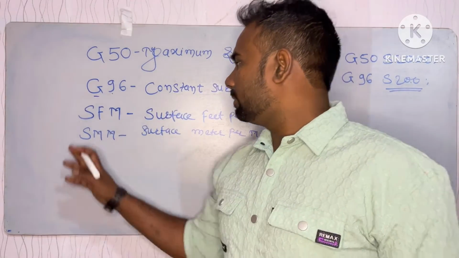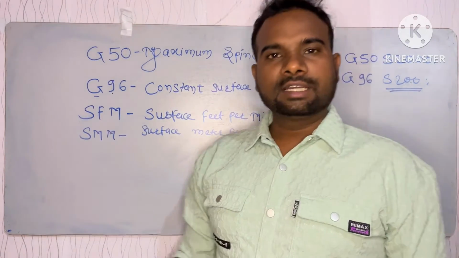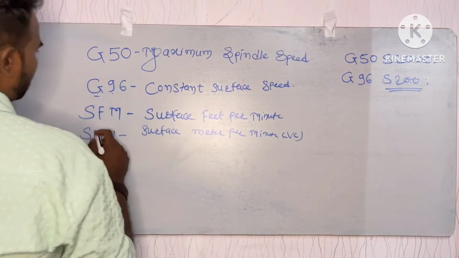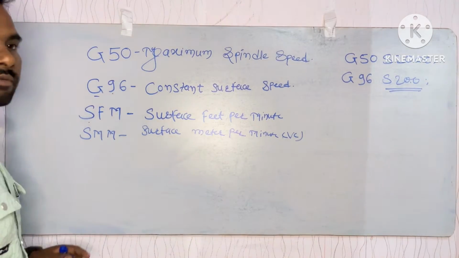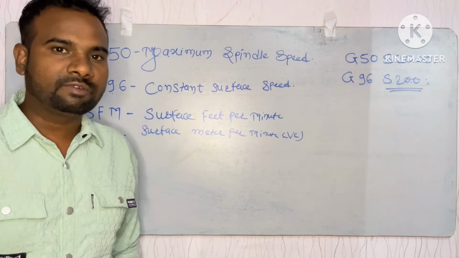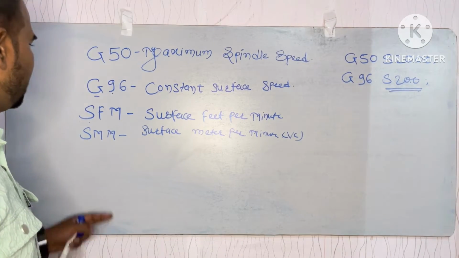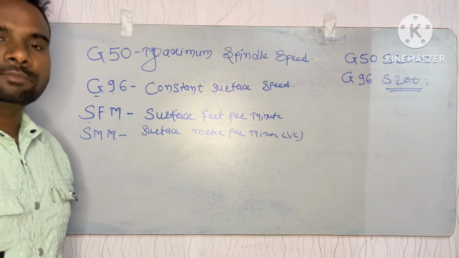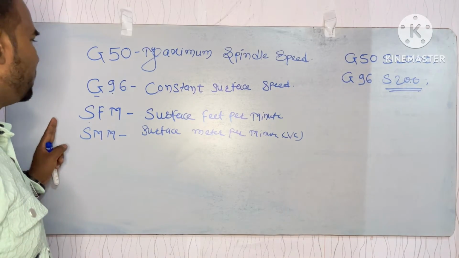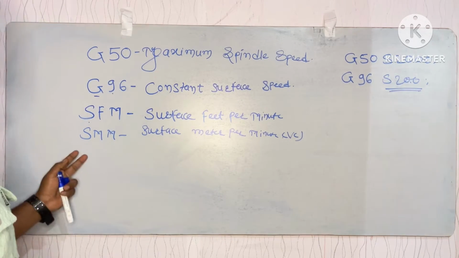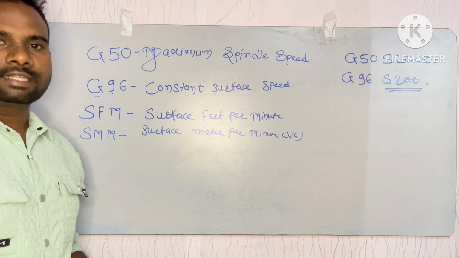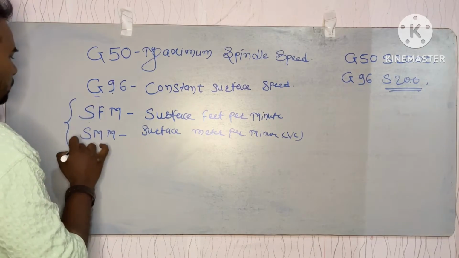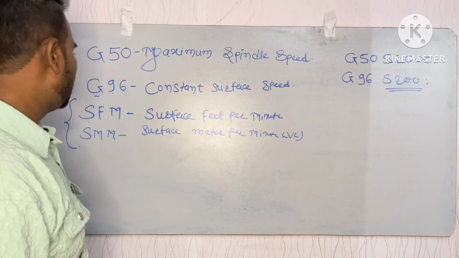We will learn SMM and SFM in our next video because this is a very essential topic. Why do we use SFM? SFM means surface feet per minute. This was invented first. The CNC machine was invented in 1950 in America, so first they used SFM as the cutting speed unit. Today in most countries we use VC or SMM to measure the cutting speed of the machine. So we will learn about these two acronyms in our next video.